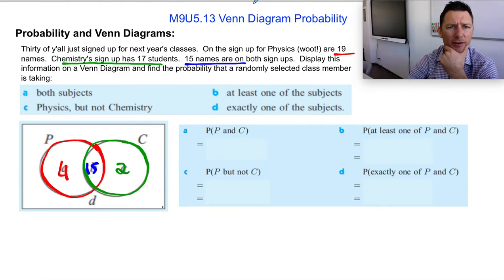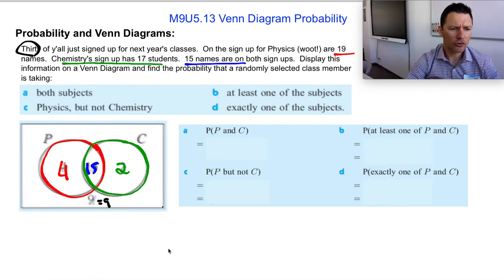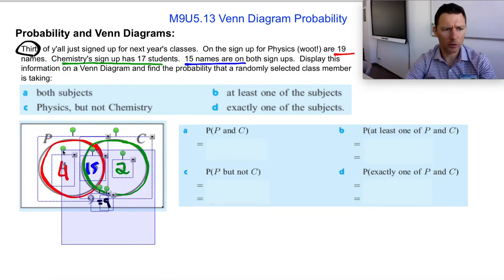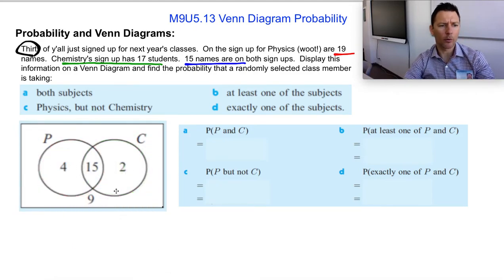What about none? Well, let's see. We got 15, 17, 18, 19, 20, 21. So there's 21 here in total. So how many are not physics or chemistry? Well, 9, right? Because there's 30 in total. So if there's 30 that are either physics or chem or both, then 9 have to be non. Is that right? Yeah. Here, let's get rid of my scribble. So there's our Venn diagram. That's the hardest part, right?